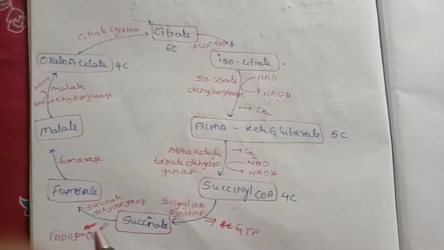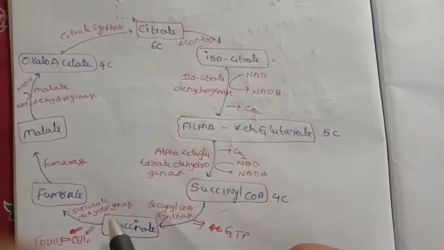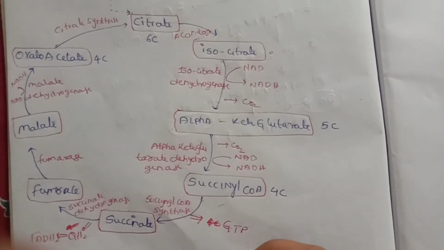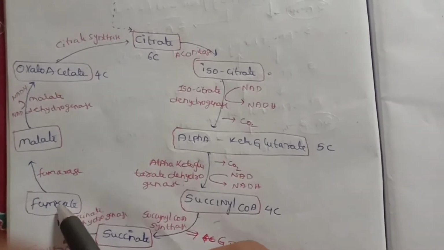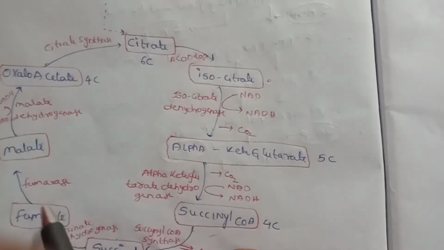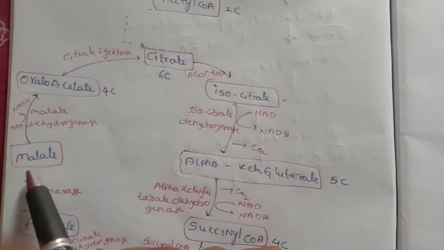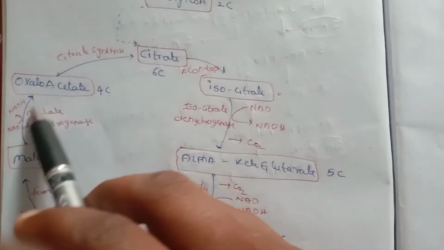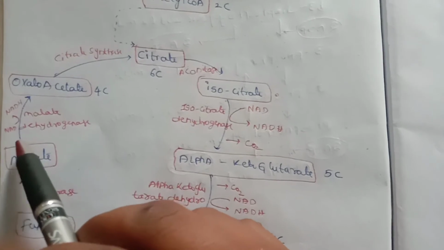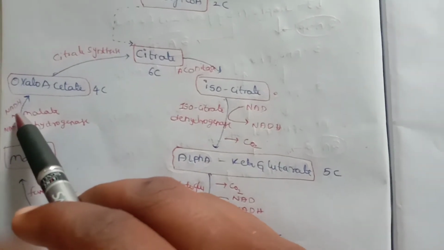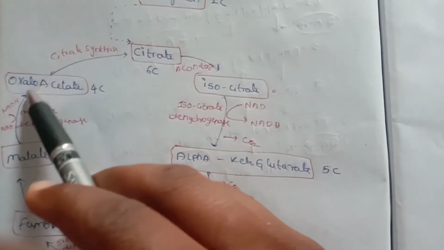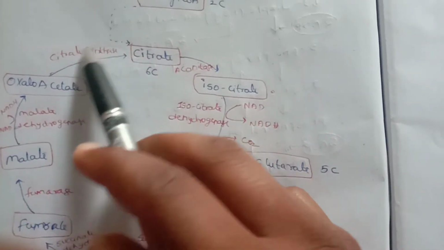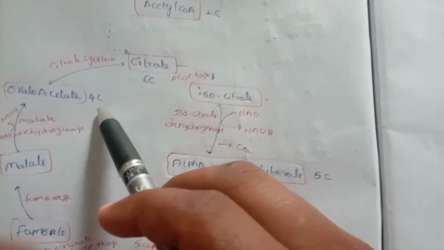The succinate is converted into fumarate by the enzyme succinate dehydrogenase, and QH2 is produced, that is FADH2. The fumarate is converted into malate by the enzyme fumarase. The malate is converted into oxaloacetate by the enzyme malate dehydrogenase, and in this reaction NAD is reduced to NADH. The oxaloacetate then combines again to form citrate, and it contains 4 carbon compounds.